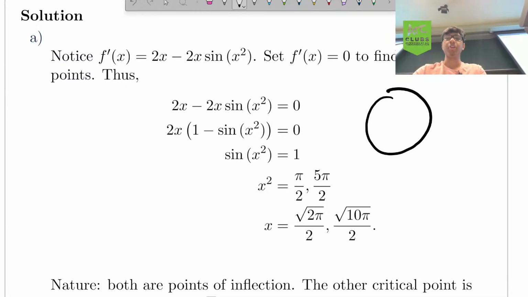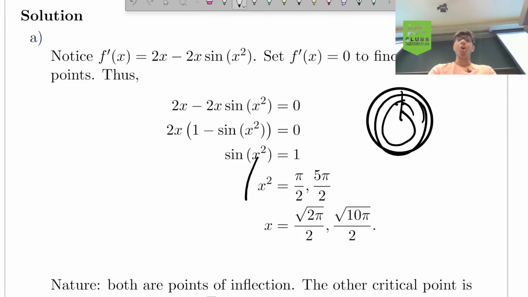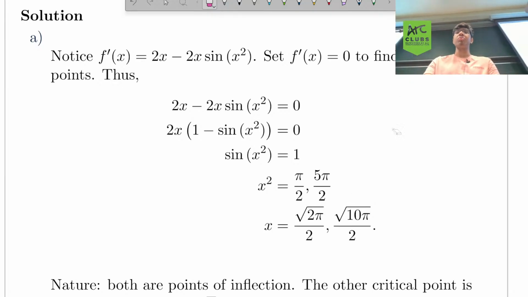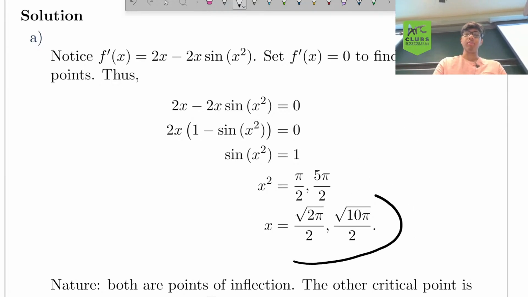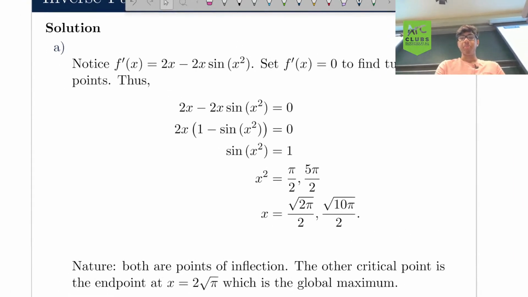Of course, if you just think about your unit circle here, there are going to be a lot more solutions because I can just keep going around and around. Only these ones will have solutions within my bounds. And so I can solve for x and I get root pi on 2, root 5 pi on 2. Both are points of inflection. You can check this with your calculator.